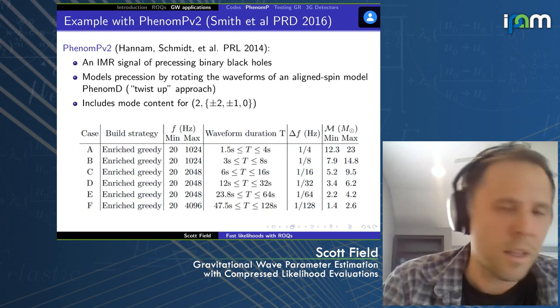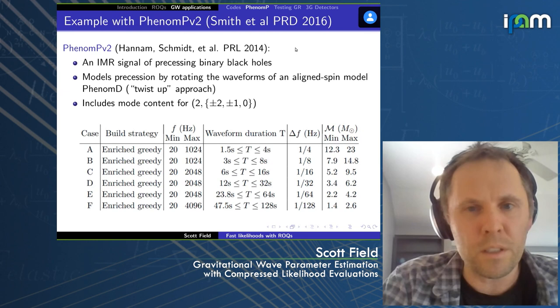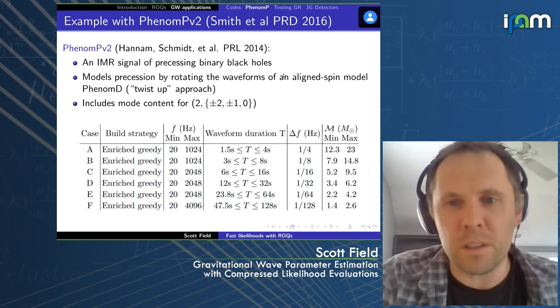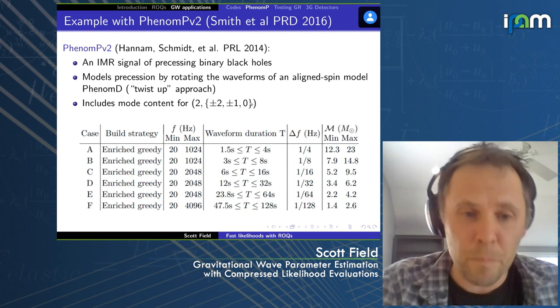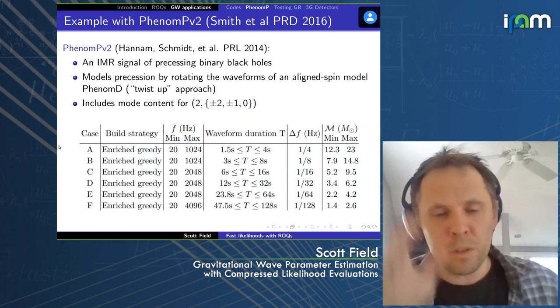Okay, so for PhenomP V2, this work was done in 2016. This uses the model by Hannam, Schmidt et al. It's a precessing model that uses a carrier-aligned waveform as the underlying model, with the 2-2 mode. But the PhenomP model and the twisting-up approach also includes the 2-2, the 2-1, and the 2-0. And this was the first precessing ROQ rule that was built. It was built for different chunks in the parameter space.